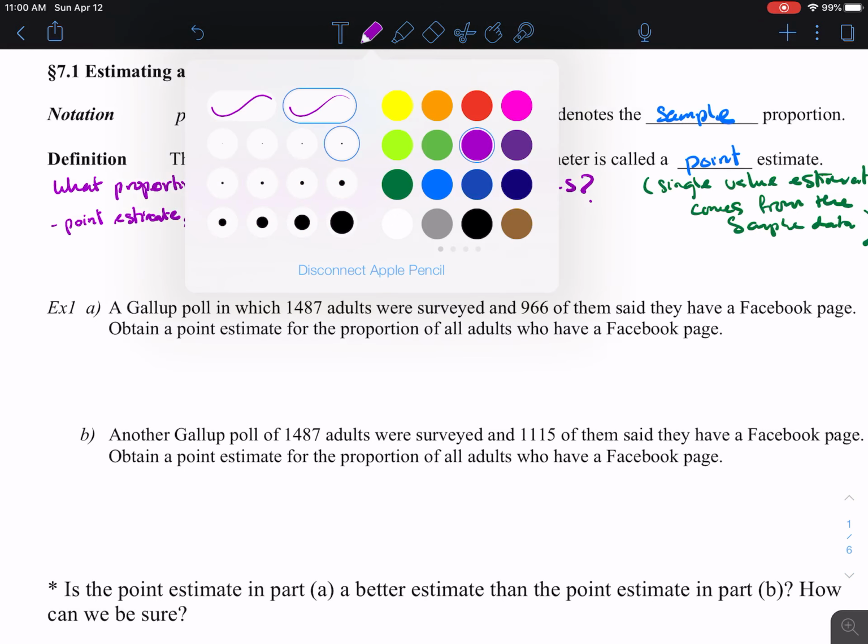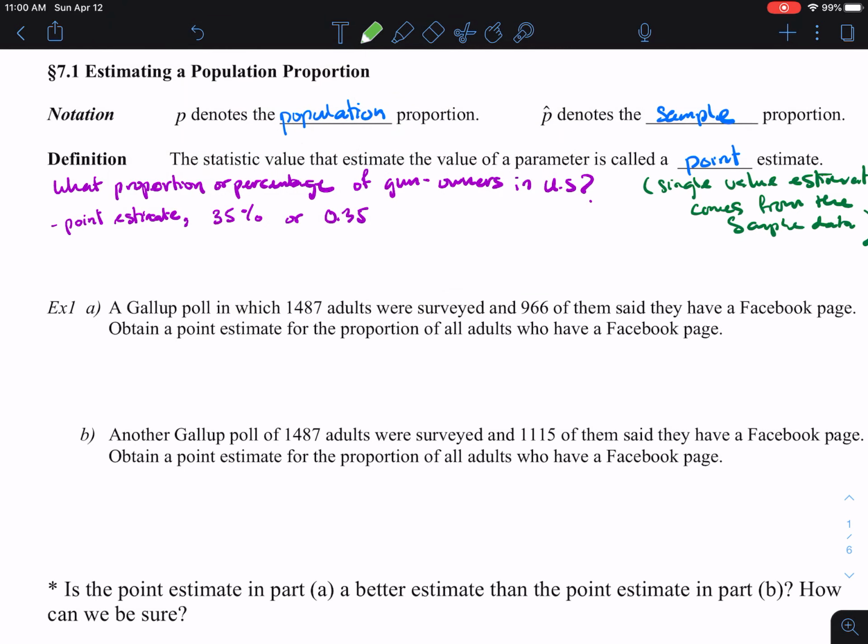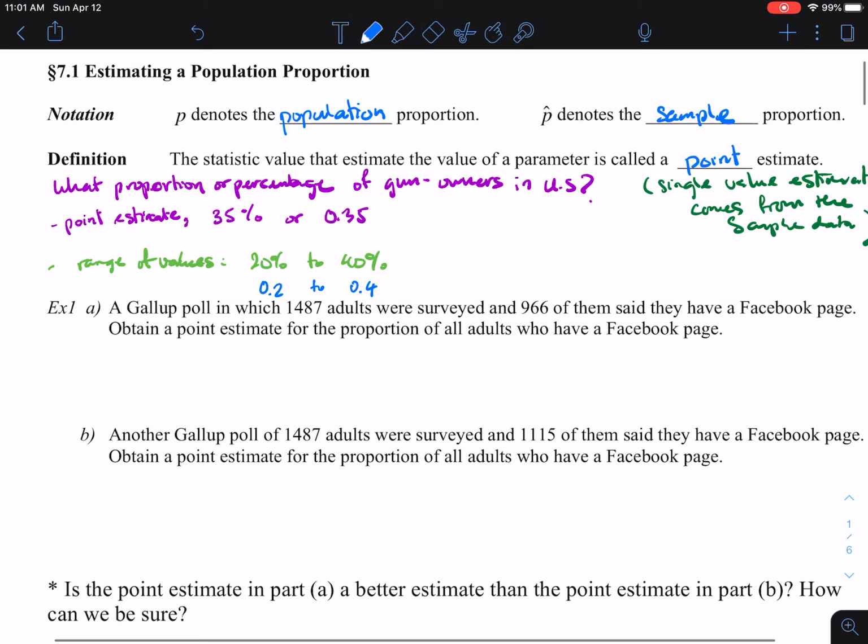And if another person says, well, how do you know it's 35%? Well, I'm not too sure it's 35%, so I'm going to go ahead and guess using a range of values. Say it could be anywhere between 20% to 40%, for example, or 0.2 to 0.4. So another person can guess something like that. Do we know which one is better? Well, that's the question there. The goal of this lesson is to find which is a better estimate.